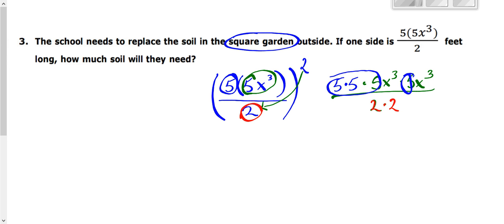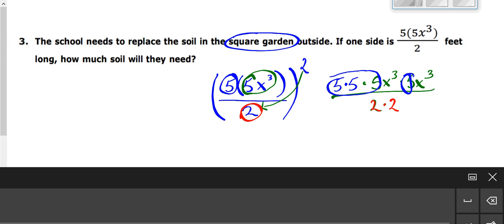So 5 times 5 is 25. 25 times 5 is 125, and then 125 times 5 is 625. So 5 times 5 times 5 times 5 is 625. And then I have that x to the 3rd times x to the 3rd. And then I have 2 times 2, which makes 4.